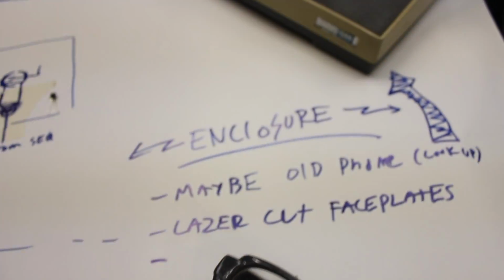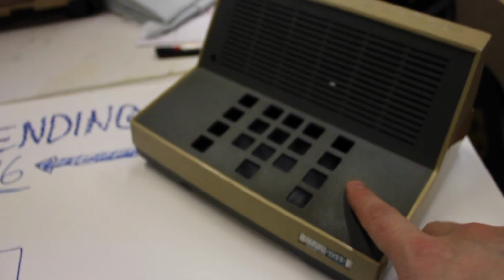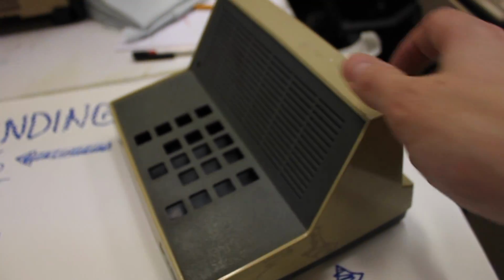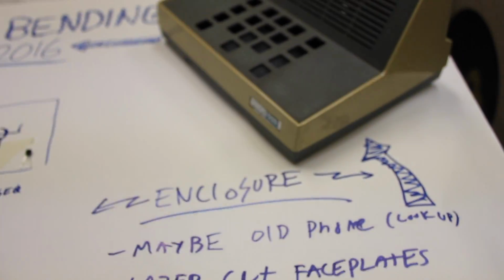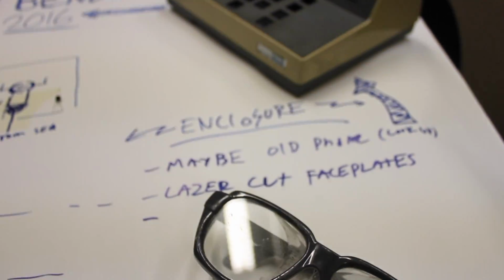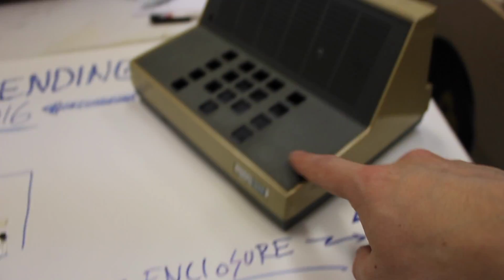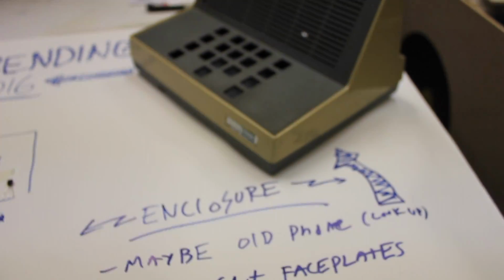And for the enclosure, at the time I'm thinking maybe using this, which used to be a phone. It has this kind of nice shape, and maybe repaint it or something, and maybe use a laser cutter to make the new face plate or something. I'm not sure yet.